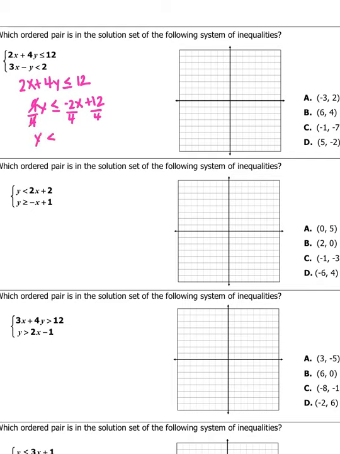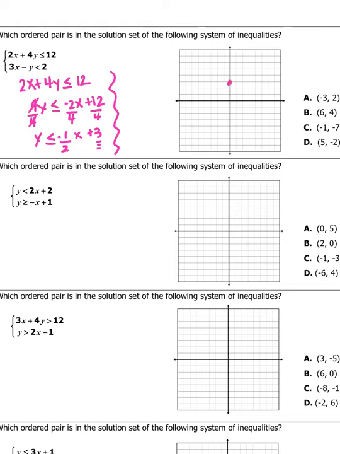So we have y is less than or equal to negative 2 divided by 4 is negative 1/2 x, and 12 divided by 4 makes 3. So we can go ahead and graph this one. We're going to start at 3 and put a dot. So go ahead and do this with me.